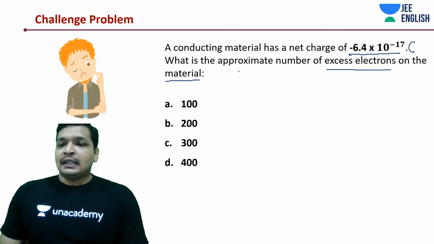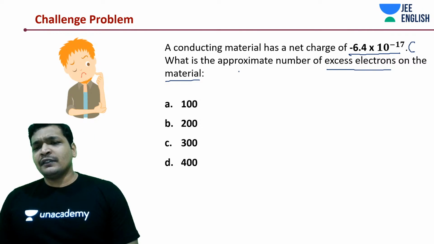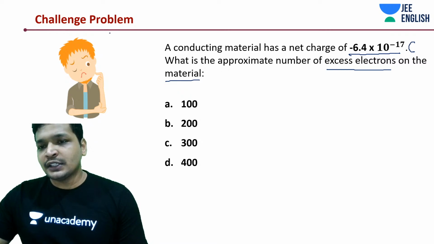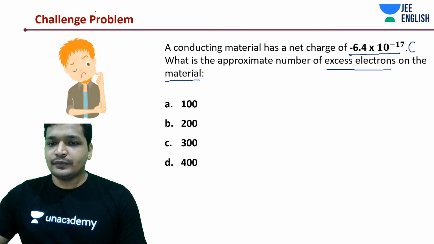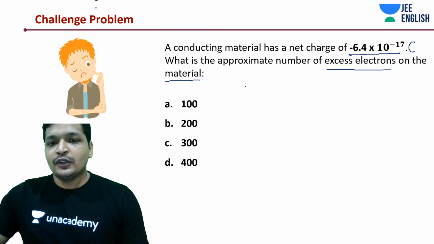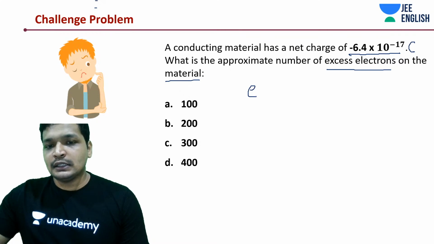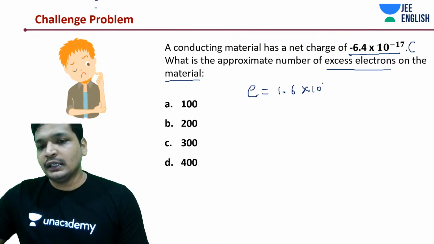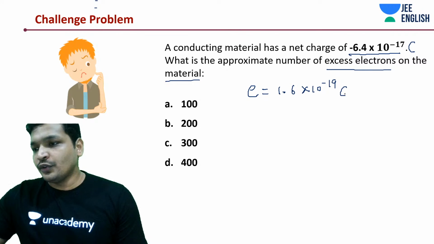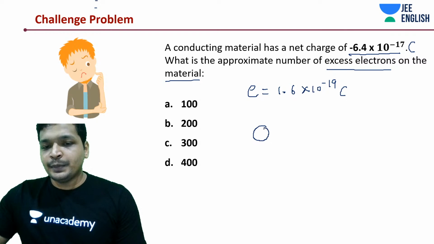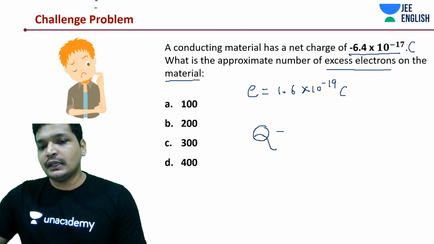You need to do the math a little bit, but still I believe you can take a hint. You can take E as 1.6 into 10 to the power minus 19 coulomb. I'll start working on this. So Q should be NE.